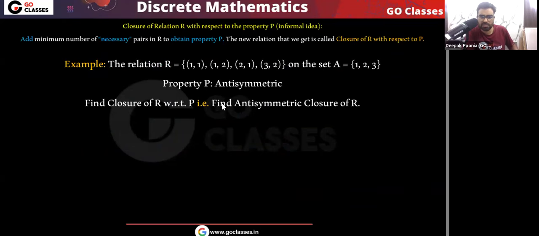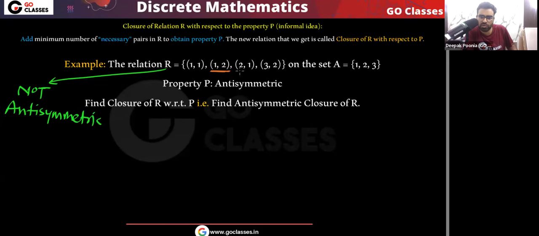Tell me the answer for this question. The property is the anti-symmetric property, and this is the given relation. We need to find the anti-symmetric closure of R, the closure of relation R with respect to the anti-symmetric property. Does this relation already satisfy anti-symmetric? No, it does not. Why? Because you can see we have (1,2) and we have (2,1).